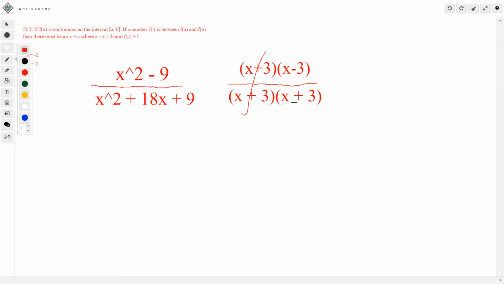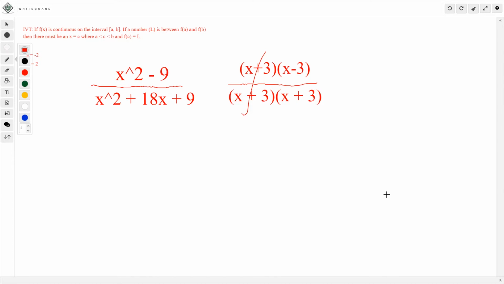So here you can see that these x plus 3's cancel out and it leaves you with x minus 3 over x plus 3. This means that the only discontinuity is that there is no value at x equals -3, because you get a 0 in the denominator when you plug in -3.